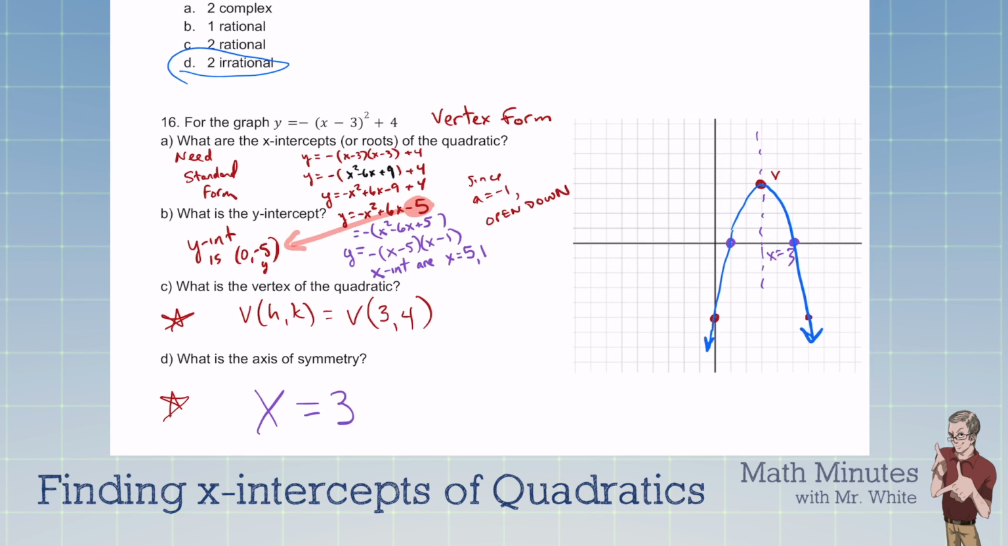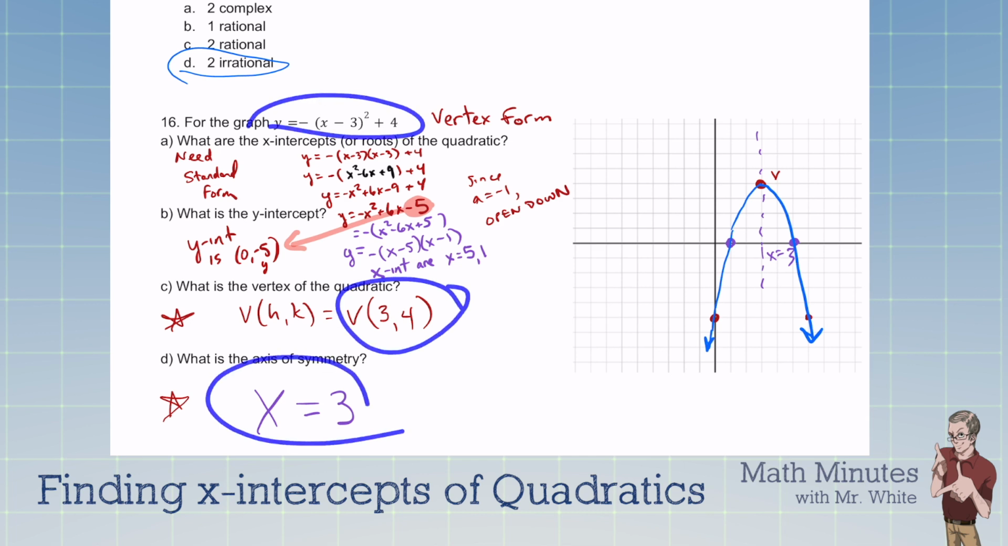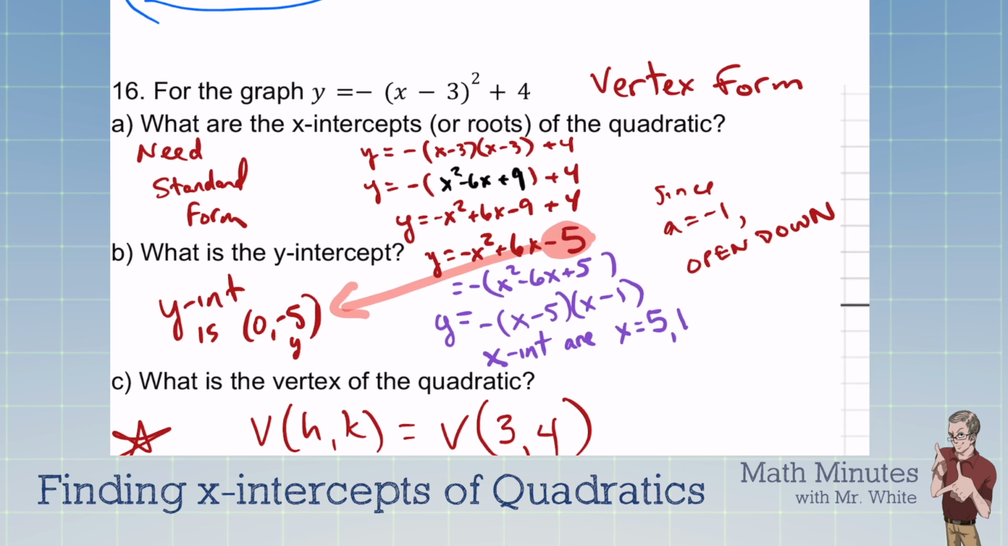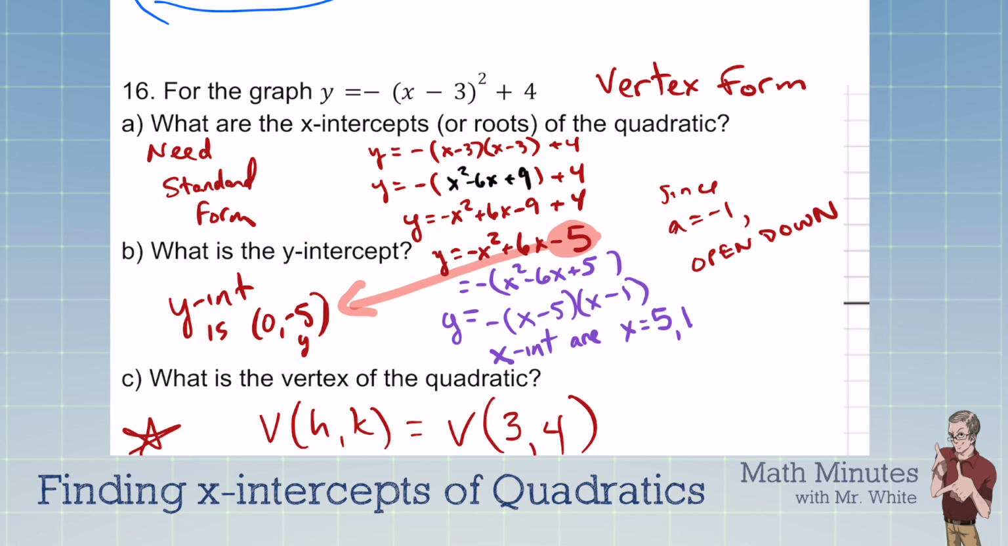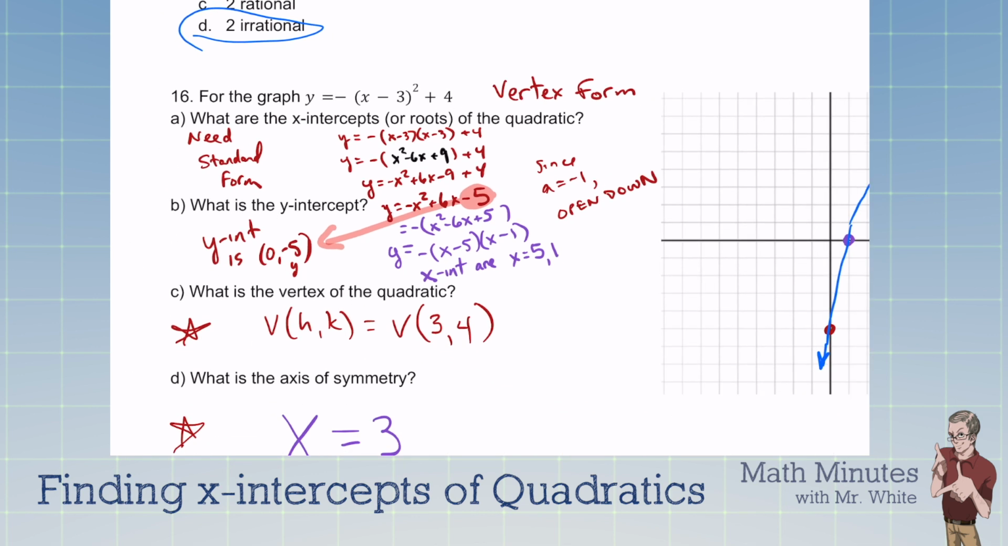All right, hopefully that made sense. First thing I did was, since this was vertex form, I found the vertex and the axis of symmetry. Then in order to find the y-intercept, I had to get that c value, which meant I had to FOIL it out and bring that 4 into the function here. And then I got my y-intercept. I also went ahead and factored it so that I could set each factor to 0 and find the x-intercepts.